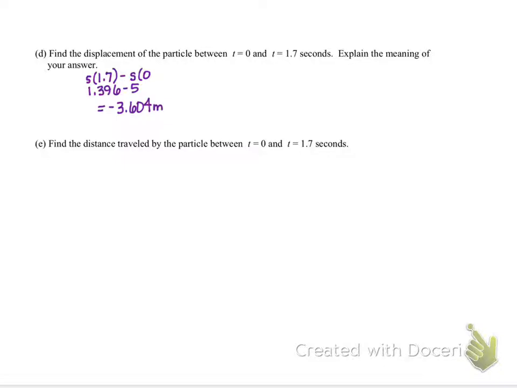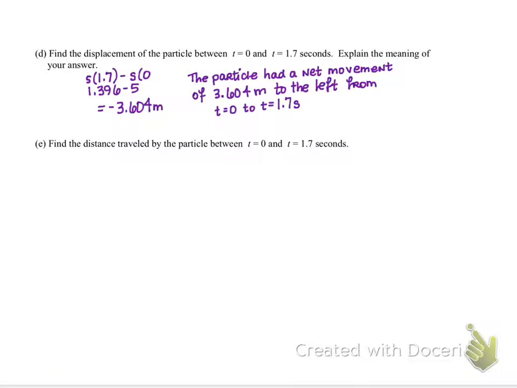Then we need to explain it in words. So here we see that the particle had a net movement of 3 and 604 thousandths meters to the left from t equals 0 to t equals 1.7 seconds, 1 and 7/10 seconds. Ooh, y'all, I haven't taught elementary school in so long. Actually, I never have.